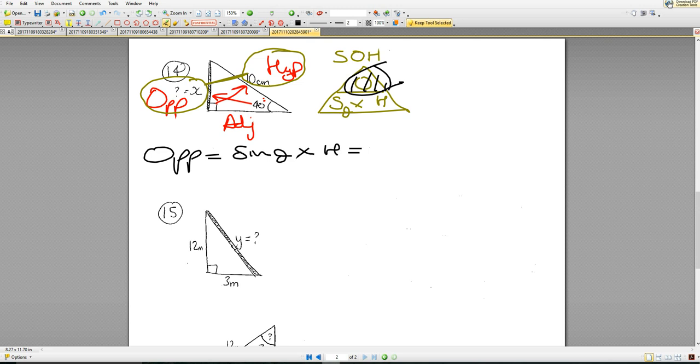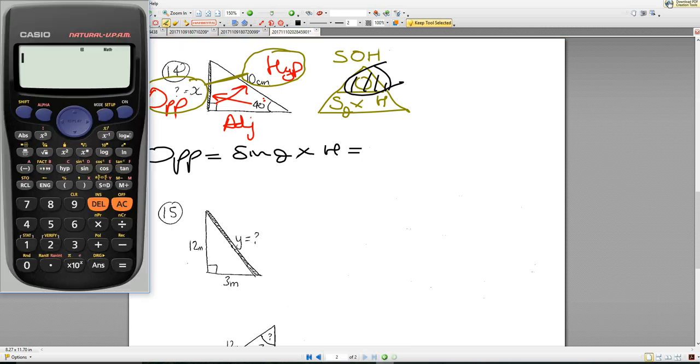Okay, so we have here our calculator. So we have sine of our angle. So what's our sine angle? What's our angle? 40?